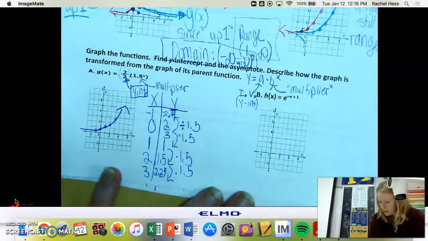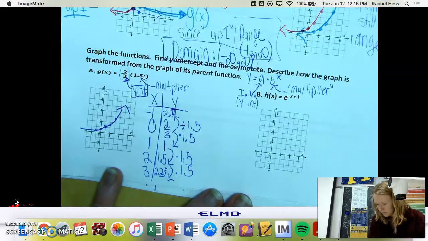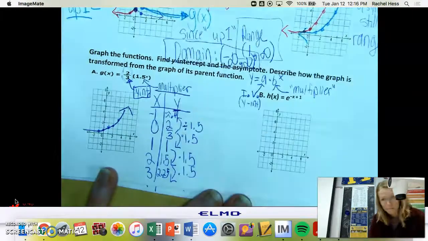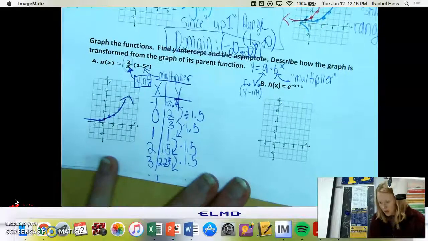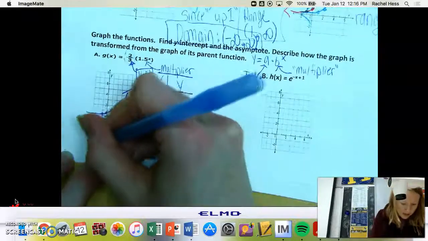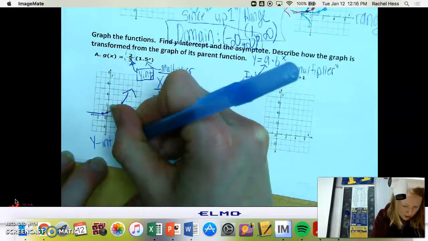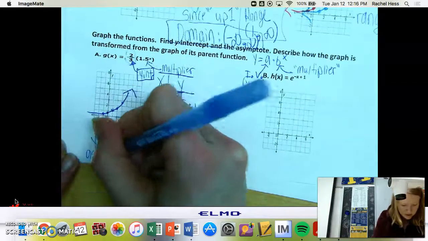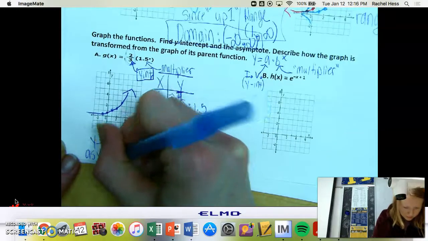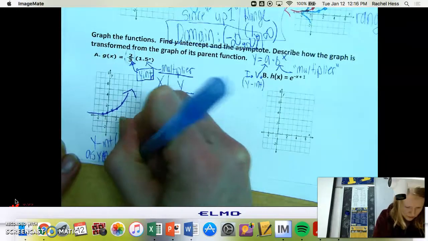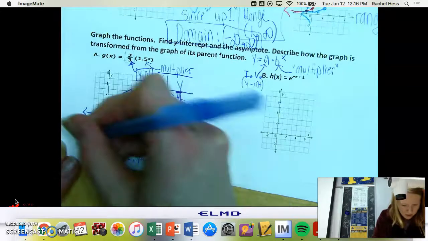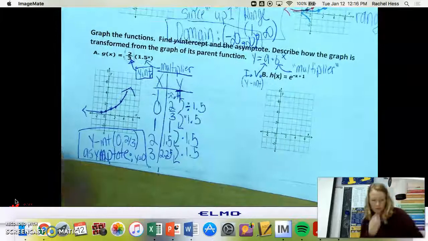And then a transformation, well, we just have a different multiplier, right? Our y-intercept, once again, is 0, 2/3. And then our asymptote, we didn't really slide this anywhere. We didn't reflect it. So our asymptote still is y equals 0. So that's a good sign.